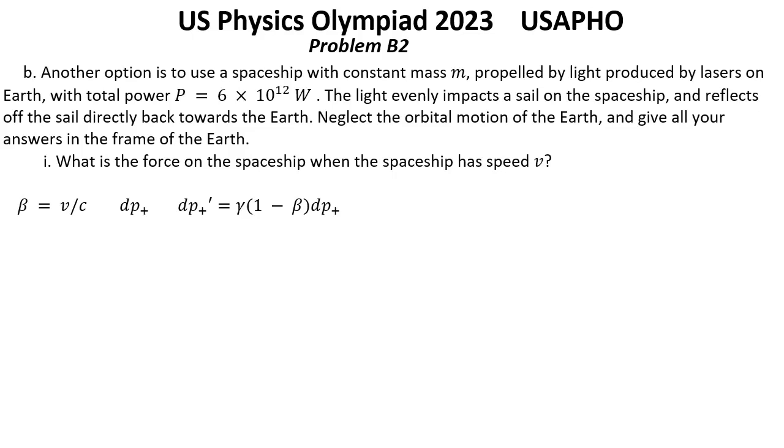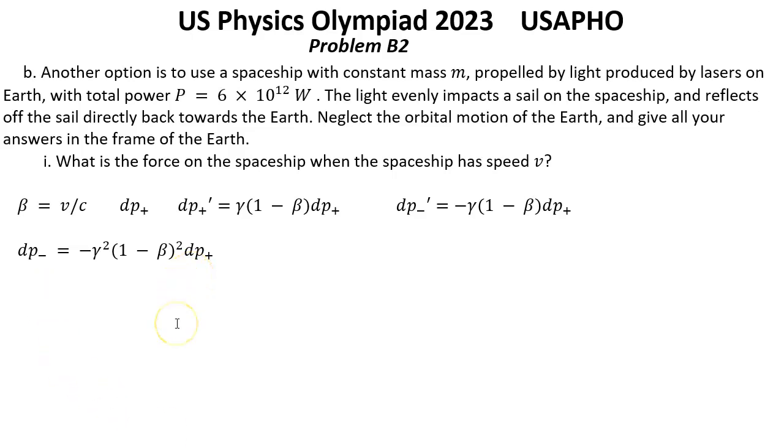In the frame of reference of our spaceship, which is not moving, this momentum reflects with the same quantity and the opposite sign. So that will be delta P negative prime equal opposite delta P positive prime. And now go back to our Earth frame of reference. Again, this momentum became delta P negative equal this one.